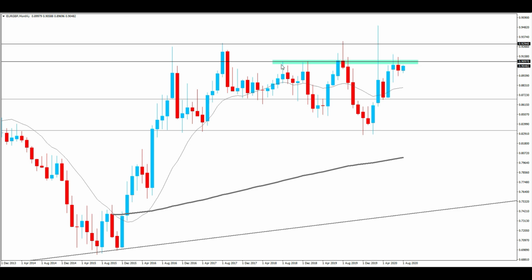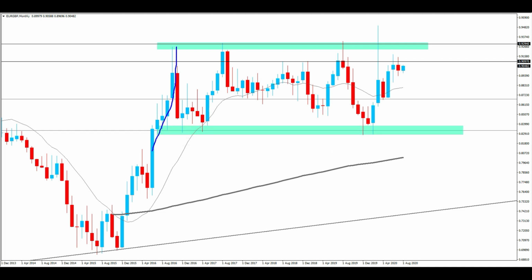But from a monthly perspective, it actually looks like we're having quite a big ranging pattern going on here between these two levels. You see that price had the move to the upside, tested that level, back down, back up, moved sideways, went back up to retest that level, back down, and now it's back there. And now price is just moving sideways on the daily chart around here. So you can see we do have a ranging pattern on the monthly chart.